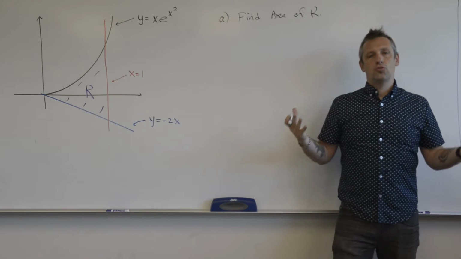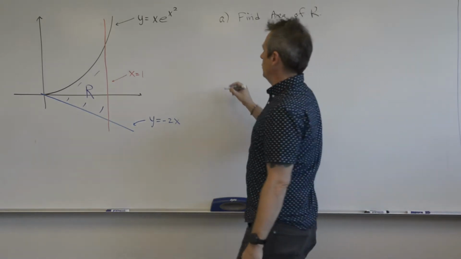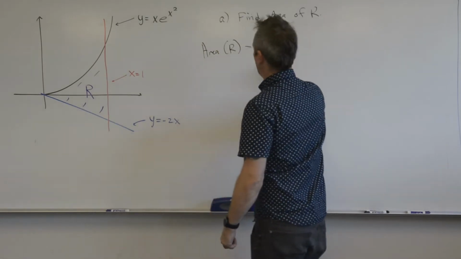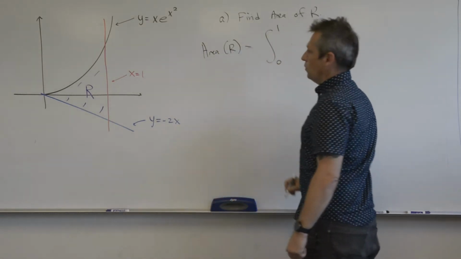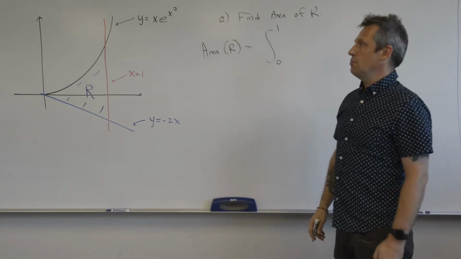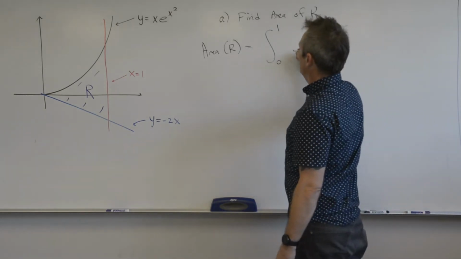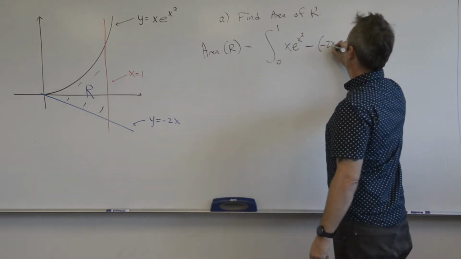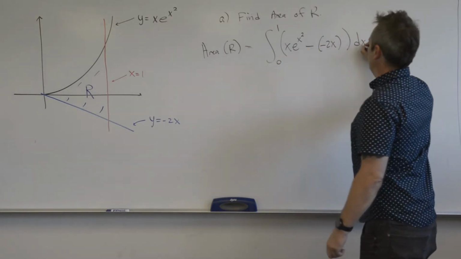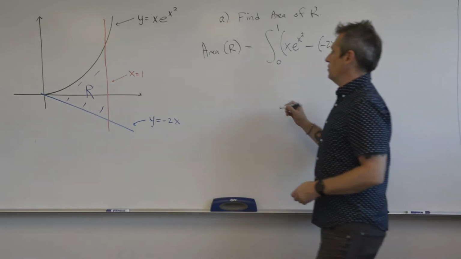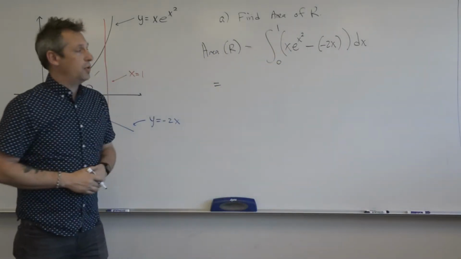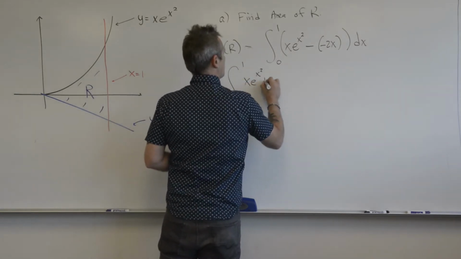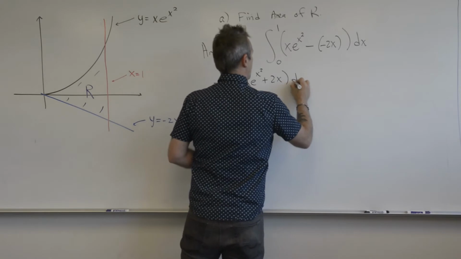This should be a straightforward integral problem. Let's see where it takes us. So the area of R is the integral from 0 to 1 of the top function minus the bottom function. So that's going to be x e to the x squared minus negative 2x dx. One of these integrals is pretty easy to do. I'll write it as the integral from 0 to 1 of x e to the x squared plus 2x dx.